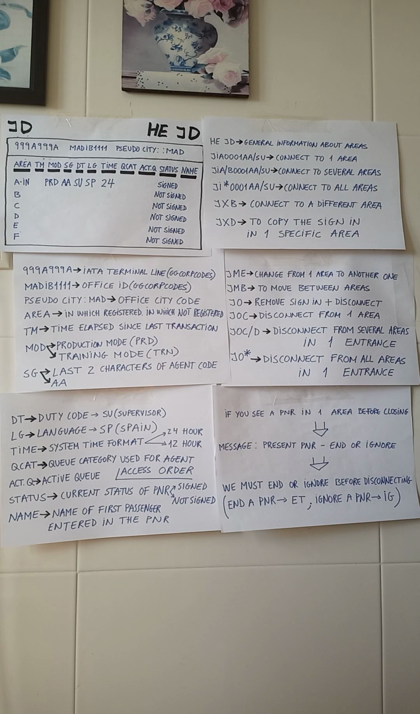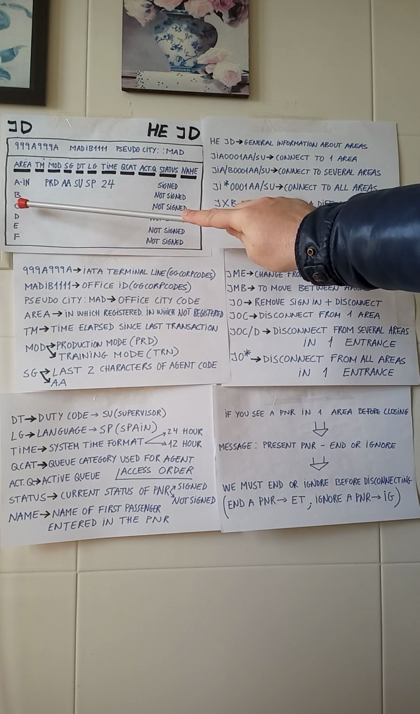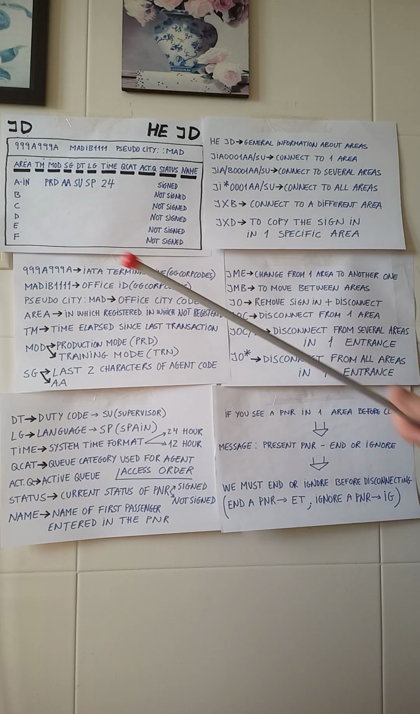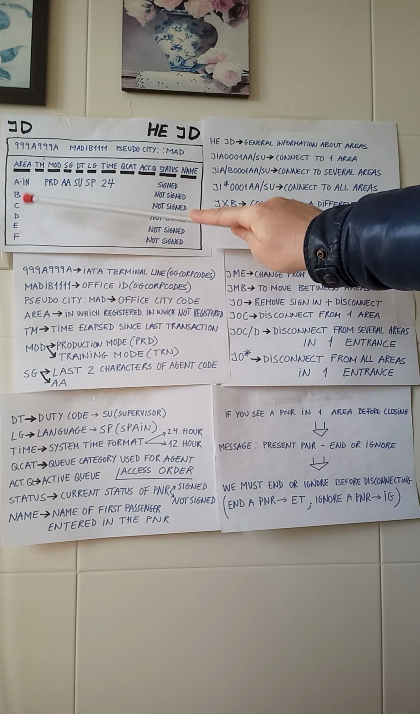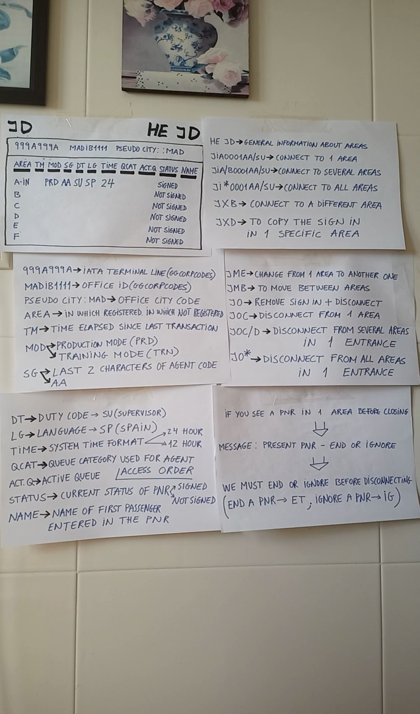Which can be registered or not registered. If it were registered, it would appear as "in." "In" means that you are registered. If it's not registered, a blank space appears. Blank space, blank space, blank space, blank space, and blank space, because in the areas B, C, D, E, and F, you are not registered. You are just registered in area A. It means in.